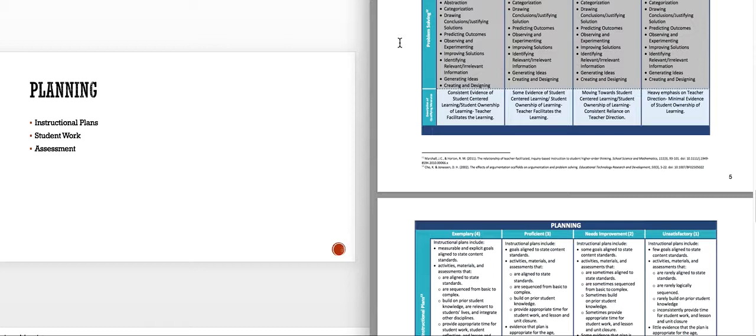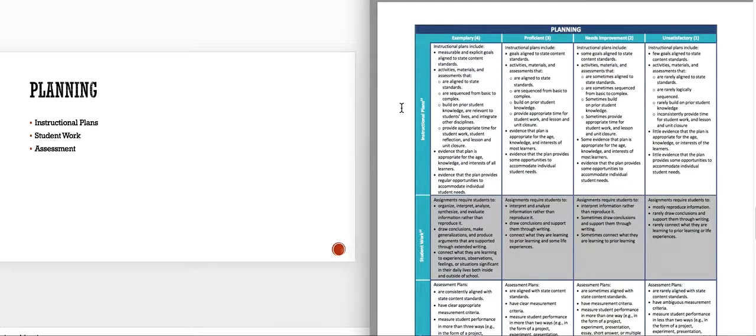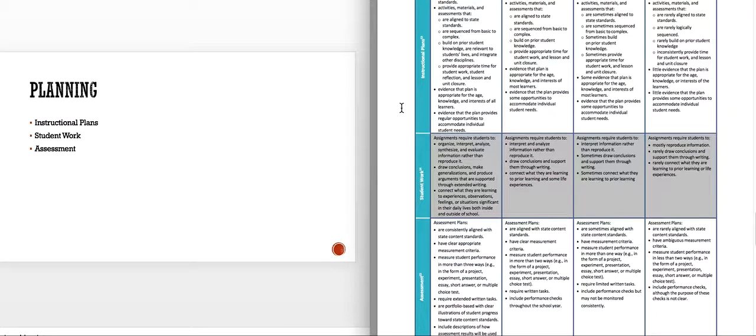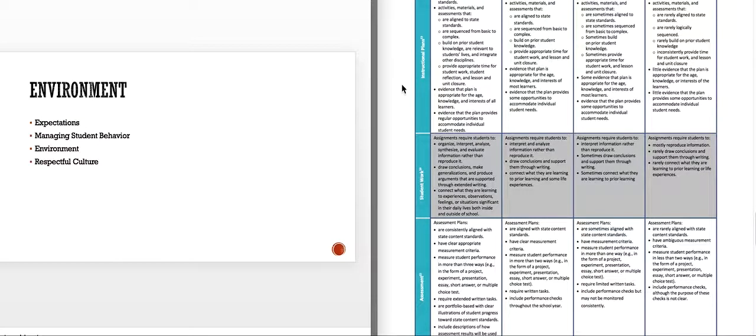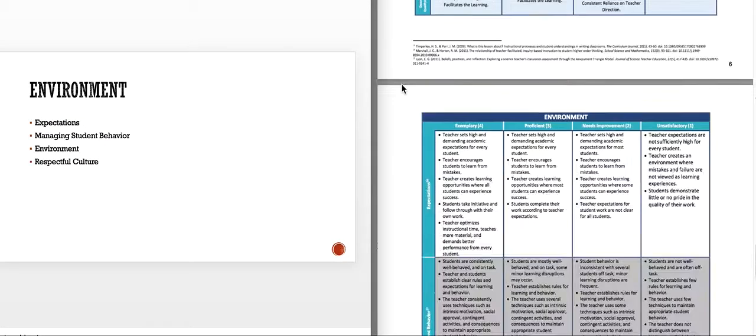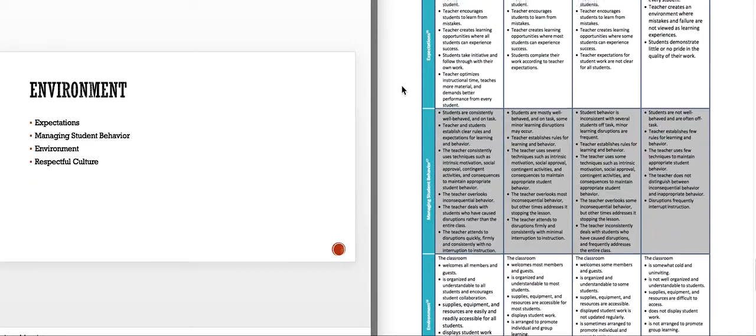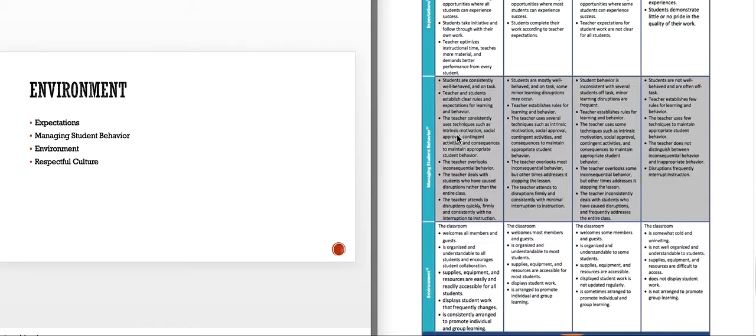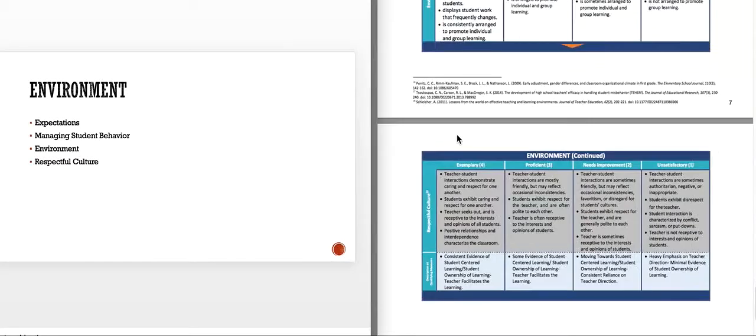In the planning domain, there's 3 indicators that we're looking at. One is instructional plans, the second one is student work, and the third one is assessment. The third domain is environment, and there are 4 indicators in this domain. They include expectations, managing student behavior, the environment, and also creating a respectful culture in your classroom.